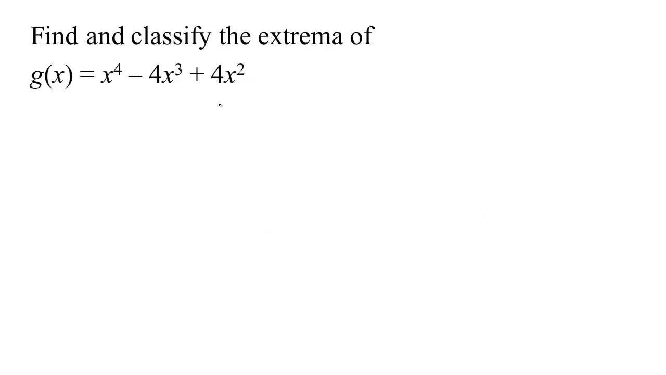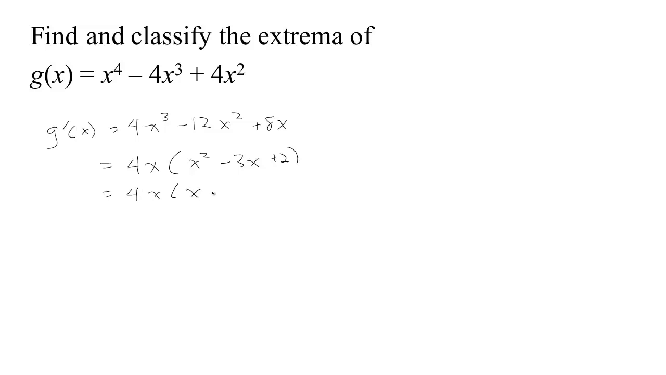Okay, let's look at an example of that. So we have this function g. Let's find the derivative. We get 4x cubed minus 12x squared plus 8x, and I see immediately I can pull out a 4x, and that leaves behind x squared minus 3x plus 2. So 4x times (x minus 2) times (x minus 1) will do it. So we can see we have 3 critical points here, one at 0, one at 2, and one at 1. We can also look at the second derivative. To take the second derivative, the 3 comes down and we get 12x squared minus 24x plus 8.